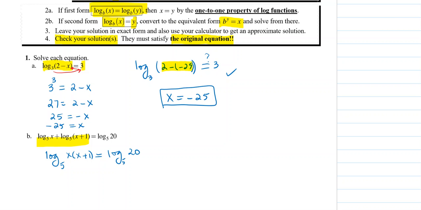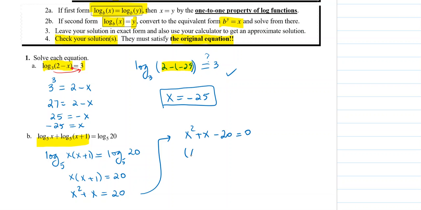And now I can see that I have log base 5 of something here and log base 5 of something here. So that means I can just drop the logs. And in order for the logs to be equal, the arguments must be equal. So we have to solve this equation. Every step of a problem is a new problem. It's a quadratic equation. Let's distribute the x. Put everything on one side. And this one can be factored pretty easily. x plus 5, x minus 4.